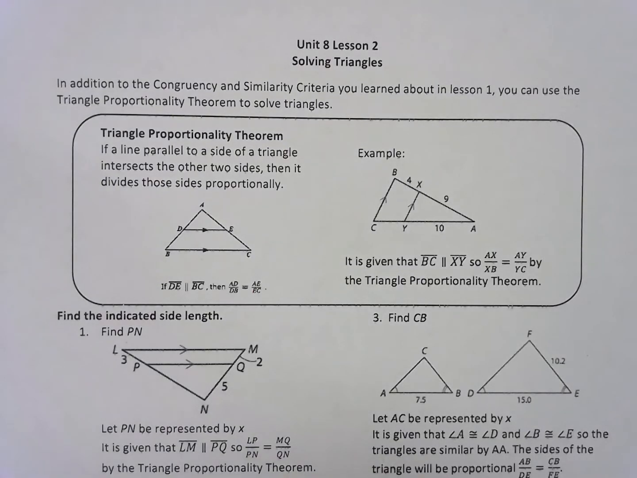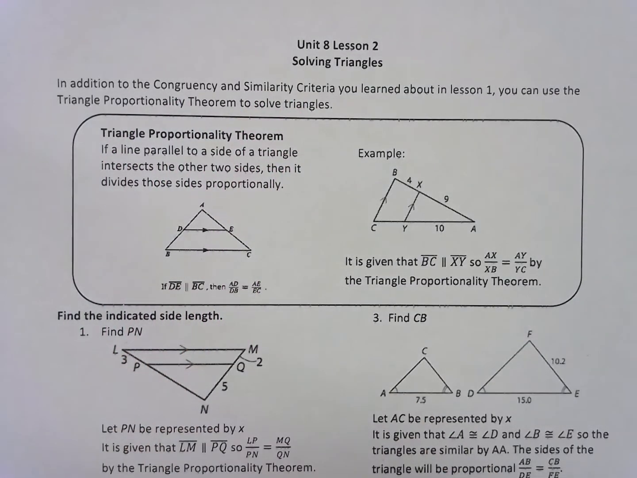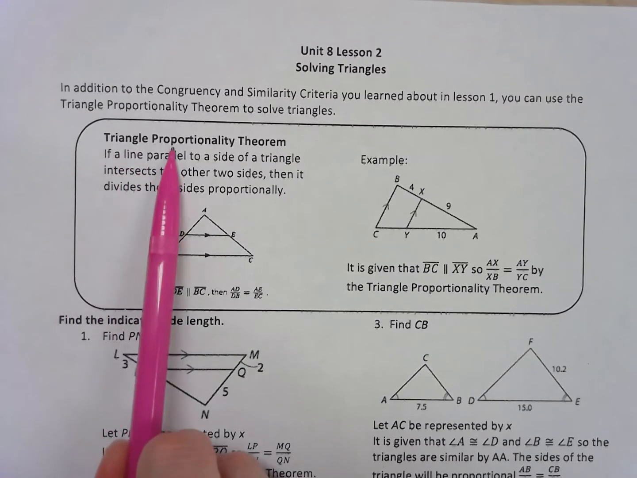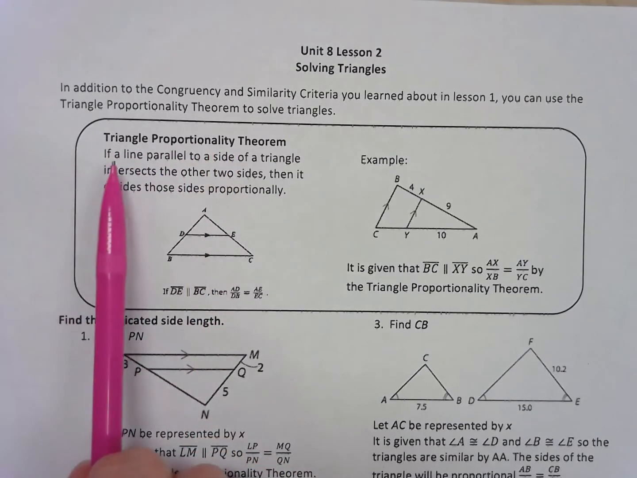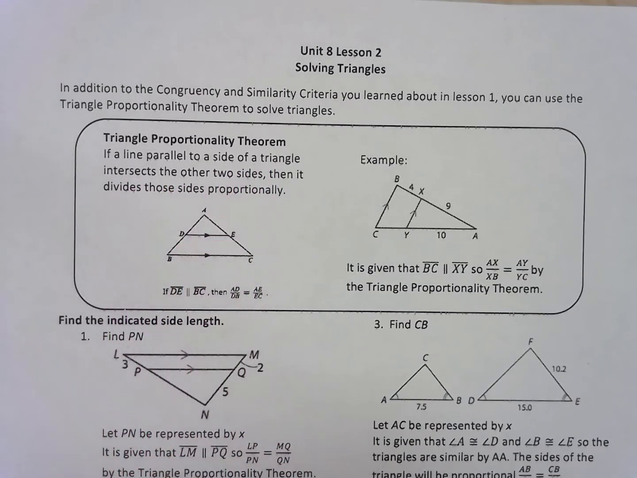In this lesson, you will learn how to solve triangles using proportions. In addition to the congruency similarity criteria that you learned in Lesson 1, you're also going to use the triangle proportionality theorem to solve triangles. The triangle proportionality theorem says that if a line parallel to the side of a triangle intersects the other two sides, then it divides those sides proportionally.